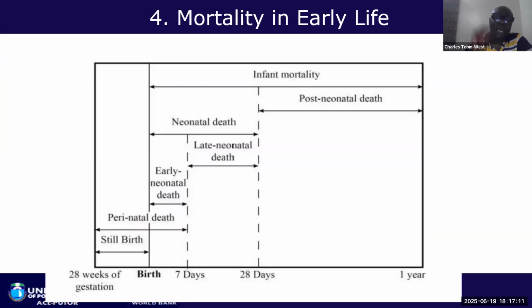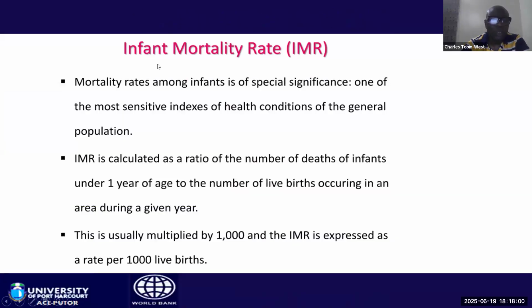Then there are other mortalities in early life. These will be better for clinicians, like stillbirth rate, perinatal mortality rate, early neonatal death, late neonatal death, all forms of neonatal death, then post-neonatal death, and infant mortality. But for you, what is most important is the infant mortality rate, because in public health we use infant mortality rate and neonatal mortality rate to look at the socioeconomic conditions of the country.